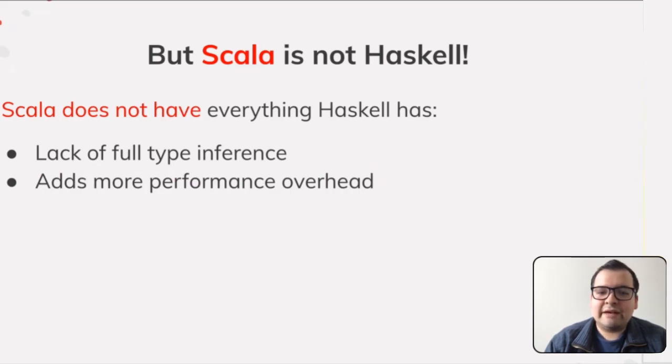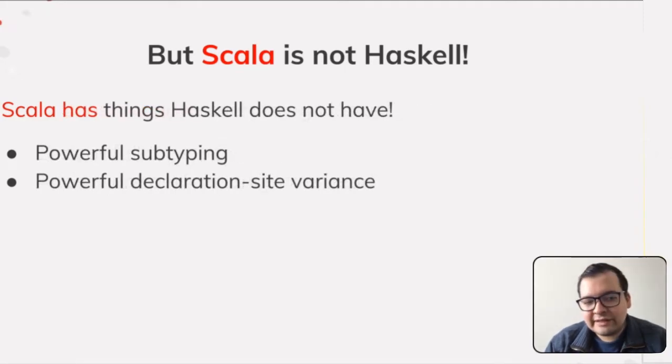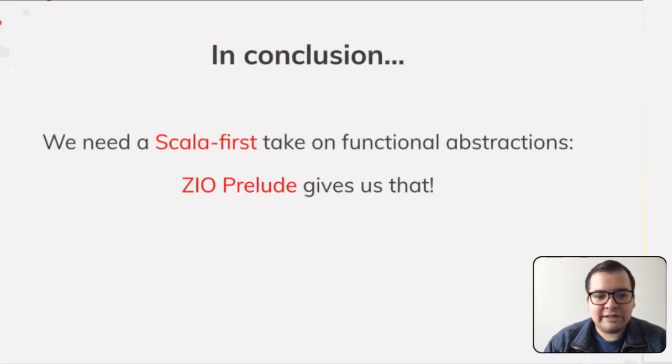Also, Scala doesn't have everything Haskell has. For example, it lacks full type inference and adds more performance overhead. However, on the other side, Scala has things that Haskell doesn't have. For example, it has powerful subtyping and powerful declaration side variance. In conclusion, we need a Scala first take on functional abstractions, and ZIO Prelude gives us that.